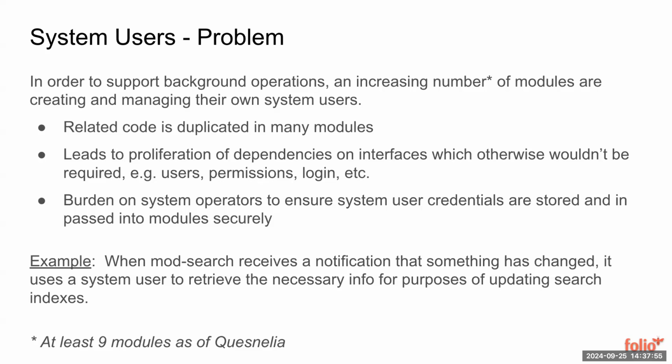It's another reason why having the system manage this stuff for you is a great benefit. So one quick example is mod-search. It receives a notification from Kafka that something in inventory has been updated or created, and it needs to incorporate that into its search index. Since there isn't a request context there, it needs to rely on a system user to do that, right? So that's one example. And Nelly, I know you can't see the last part of this, but there were 9 of these modules that were doing this sort of thing. Next.